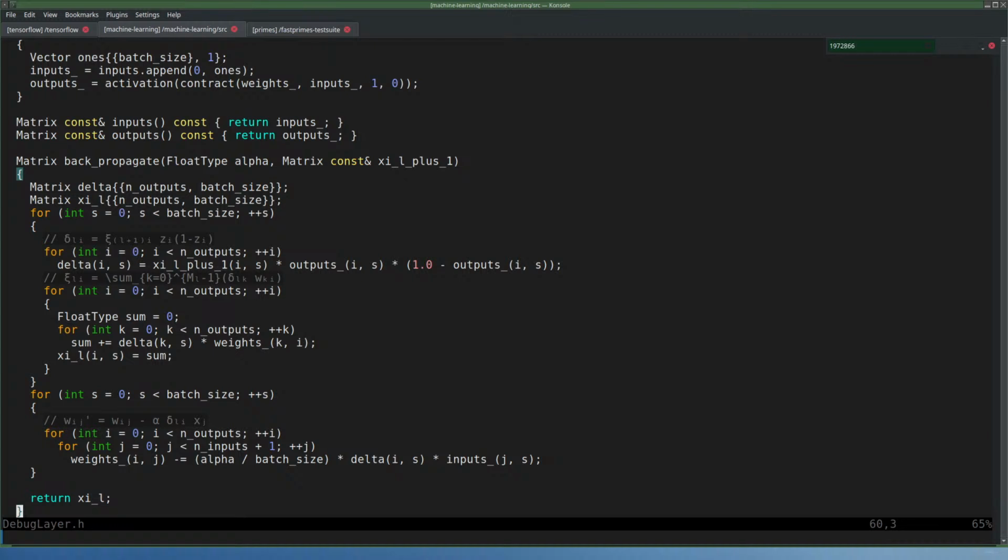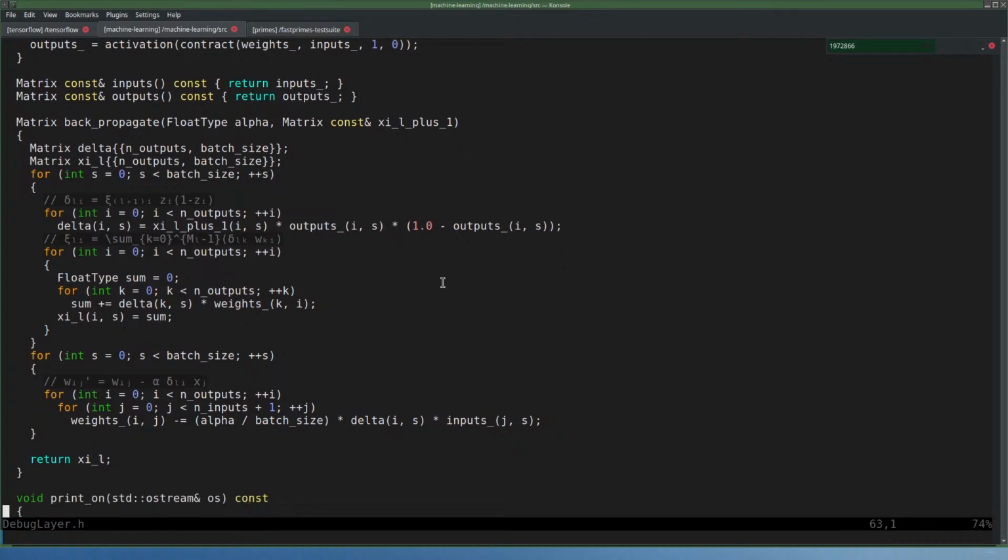Might be better to look into, for example, the back propagate, which looks like this. I'll make a matrix delta and xi. We fill in the delta. So this is just, you know, a C++ hack. Delta is a matrix, so it has rows and columns. This is the row and this is the column. But I just do everything per element.